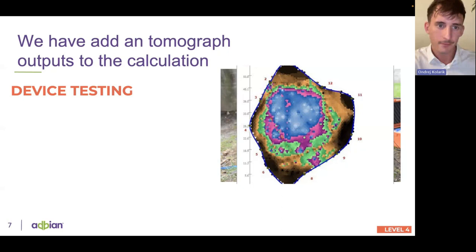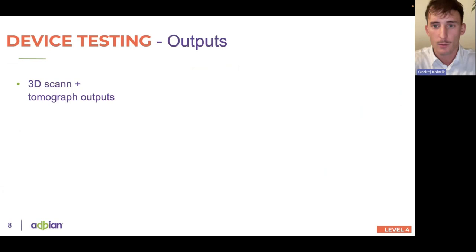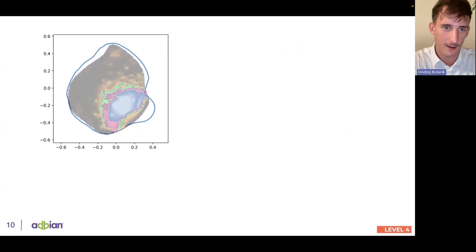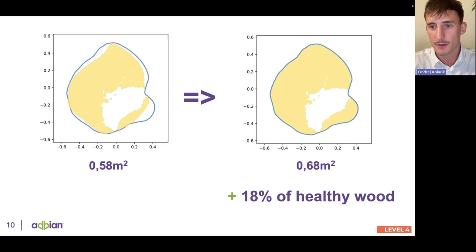So you just add the output of the tomography, and what we can do with it is overlap it with the precise 3D scan. This is a very fast case study from the Netherlands, where we overlapped tomography with a 3D scan, and we found out that there was actually 18% more healthy wood than we get based on tomography alone. So the difference can be quite significant. I would say even a few percentage points could be the difference between cutting the tree and leaving it standing. This was actually quite surprising even for us.